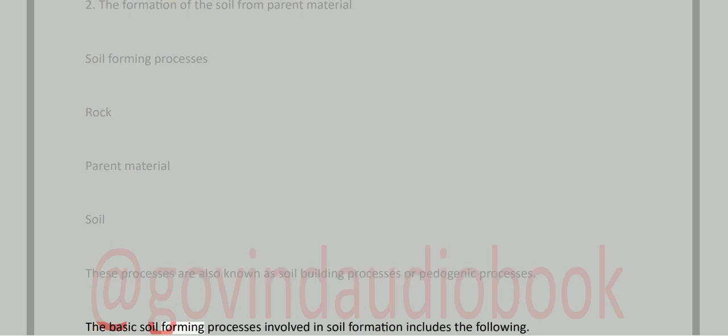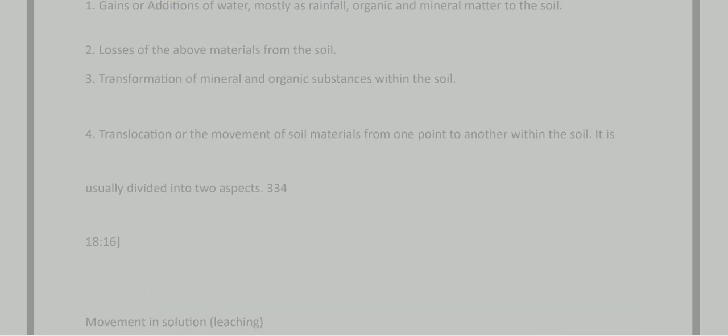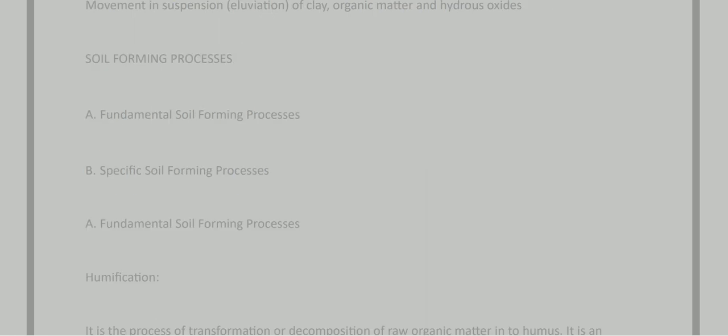The basic soil-forming processes involved in soil formation include the following. 1. Gains or additions of water, mostly as rainfall, organic and mineral matter to the soil. 2. Losses of the above materials from the soil. 3. Transformation of mineral and organic substances within the soil. 4. Translocation, or the movement of soil materials from one point to another within the soil. It is usually divided into two aspects: movement in solution, leaching; and movement in suspension, eluviation, of clay, organic matter and hydrous oxides.